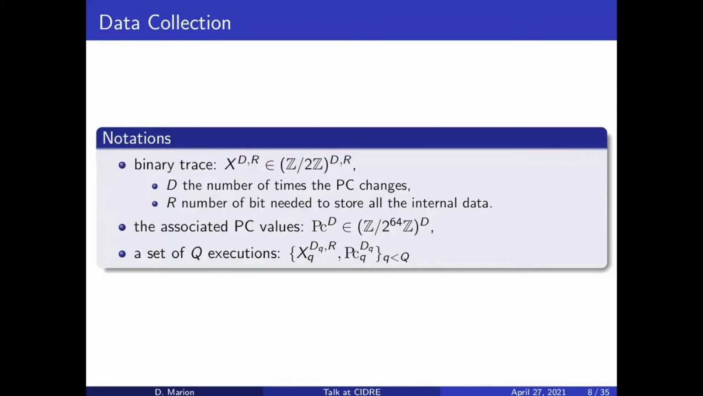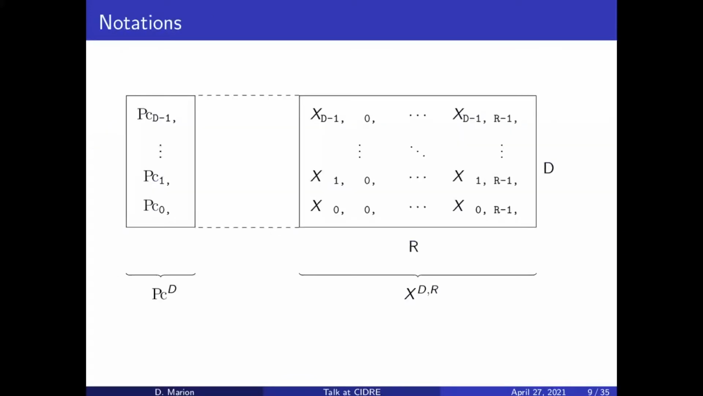And each data matrix will have a PC vector of 64-bit integers that gives us the information on where the data came from inside the execution. And then if we repeat this for Q executions of the software, we will have each time a matrix of data and a PC vector. Let's illustrate it. Here is the illustration I will use in the presentation for the data. On the left we have the PC vectors, that are 64-bit integers, and on the right, in the matrix X, we have all the bits we need for storage and all the PCs that have been executed.